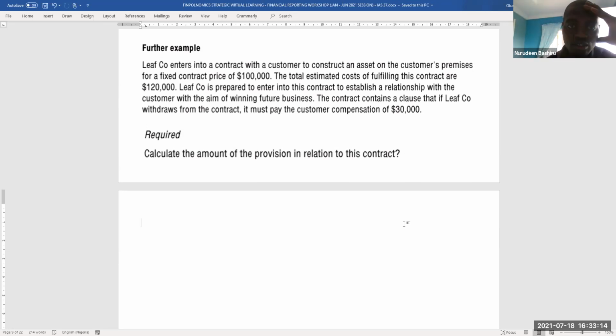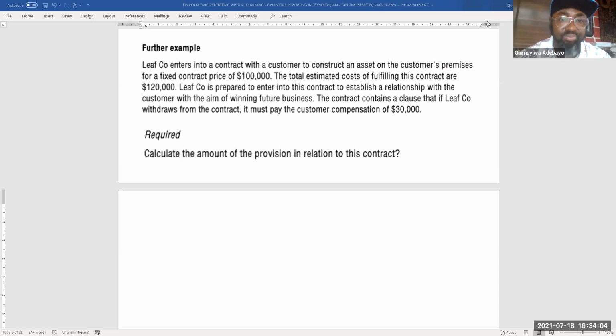LIFCO enters into a contract with a customer to construct an asset on the customer's premises for a fixed contract price of $100,000. The total estimated cost of fulfilling this contract is $120,000. LIFCO is prepared to enter into this contract to establish a relationship with the customer with the aim of winning future business. The contract contains a clause that if LIFCO withdraws from the contract, it must pay the customer compensation of $30,000. Calculate the amount of the provision in relation to this contract.